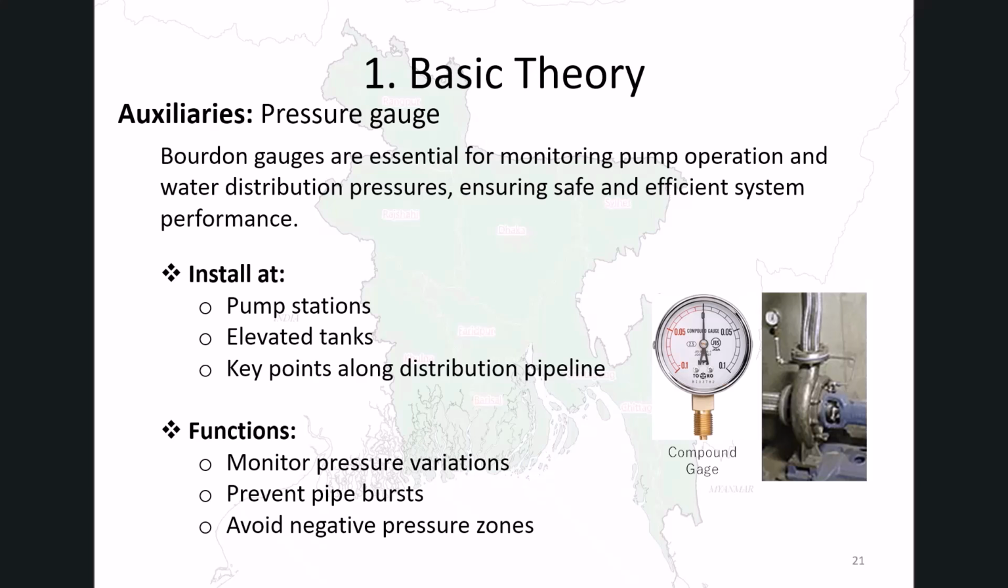Pressure gauges monitor pump performance and system pressure. Abnormal readings may indicate leaks, blockages, or pump malfunctions. They should be installed at pump stations, overhead tanks, and key pipeline locations.